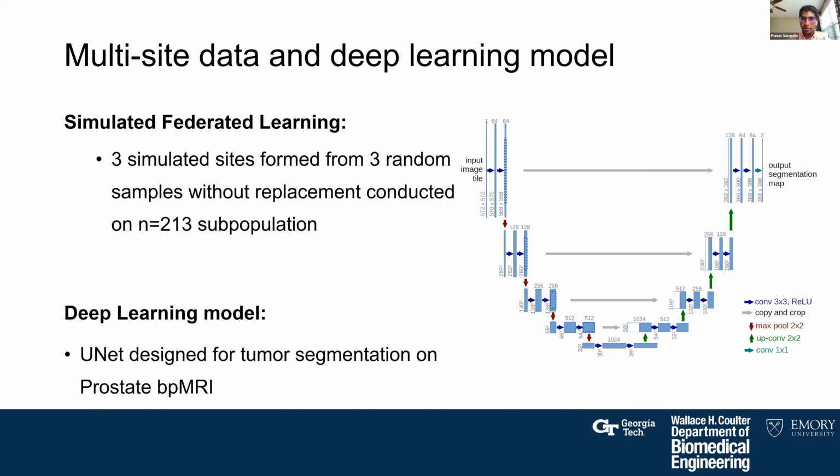To simulate federated learning in our project, we conducted 3 random samples without replacement on the 213 patient population we selected from the PICAI dataset. Our deep learning model was a UNet designed specifically for tumor segmentation on prostate biparametric MRI sequences, and a sample architecture of a UNet can be seen on the right in this image.